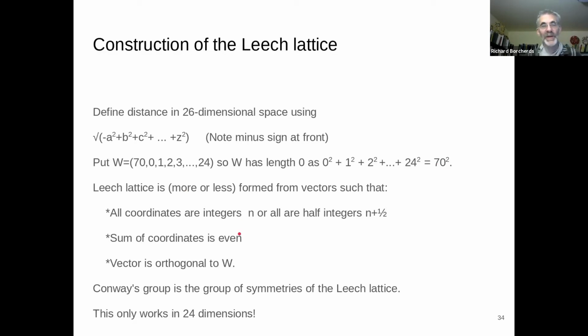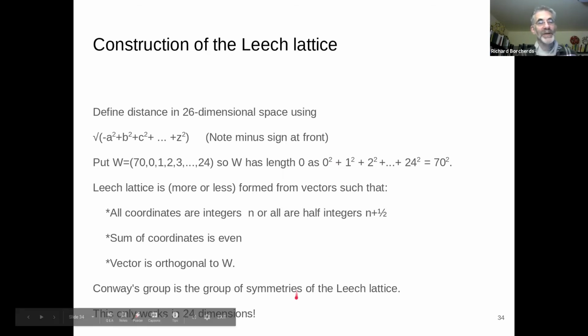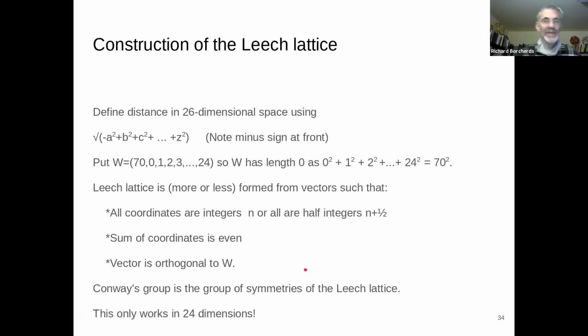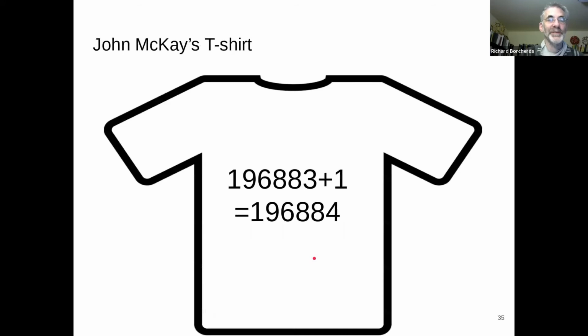So this is exactly what we did for constructing the E8 lattice. And now we take all vectors orthogonal to W, and we should actually divide out by W as well, but I won't worry about that. And that gives you the Leech lattice. So the Leech lattice in 24 dimensions depends on this rather weird fact that the sum of the first 24 squares is a square. And Conway's group is the group of symmetries of the Leech lattice. The obvious question is, can you do something like this in any other number of dimensions? And the answer seems to be no. This is something weird that only happens in 24 dimensions.